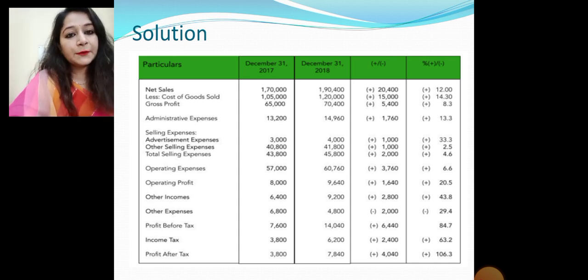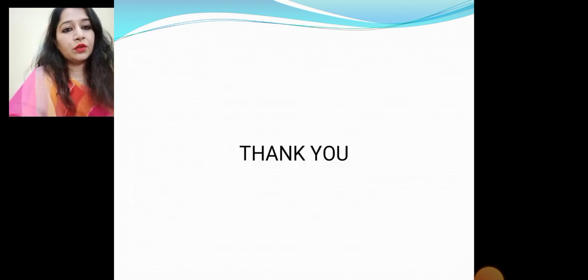Next is income tax. We need to deduct the income tax from profit before tax. Previous year income tax is 3,800 and current year income tax is 6,200. Difference is 2,400 and percentage is 63%. Last, profit after tax. Previous year profit after tax is 3,800 and current year profit after tax is 7,840. Difference is 4,040 and percentage change is 106.3%. So this is the way to calculate.